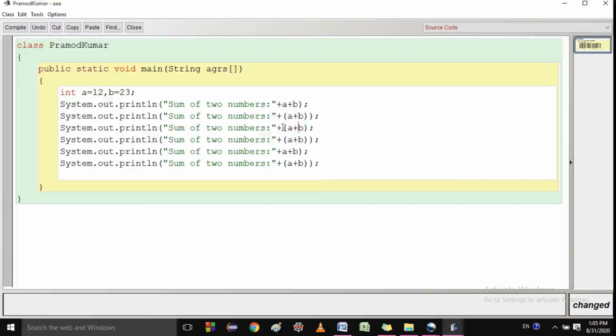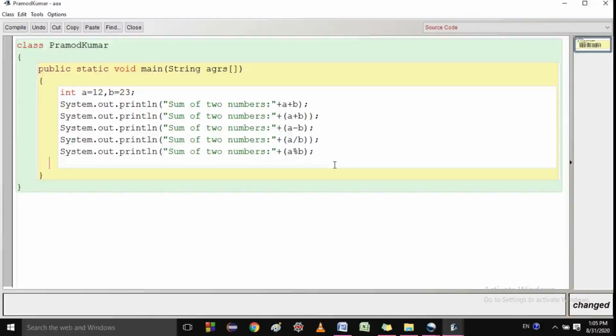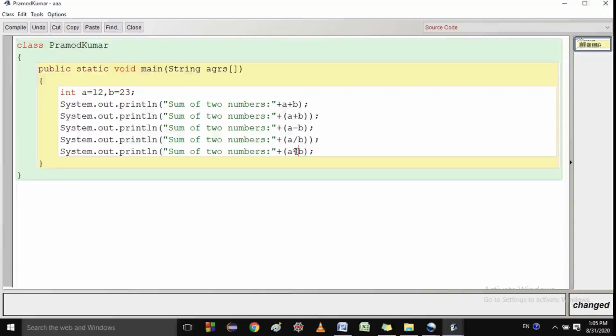a minus b, then I will do a divide b, then I will do a modulo b. So I think all the arithmetic operators have been covered this way. So students, this is called a division operator, this is called a modulo operator, and here if you divide 12 by 23, then I think it should be B and A, then you will get the complete answer.